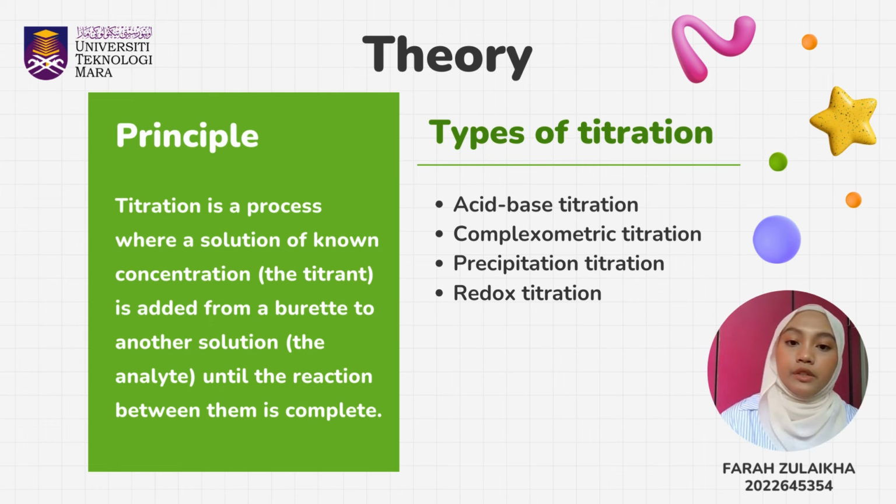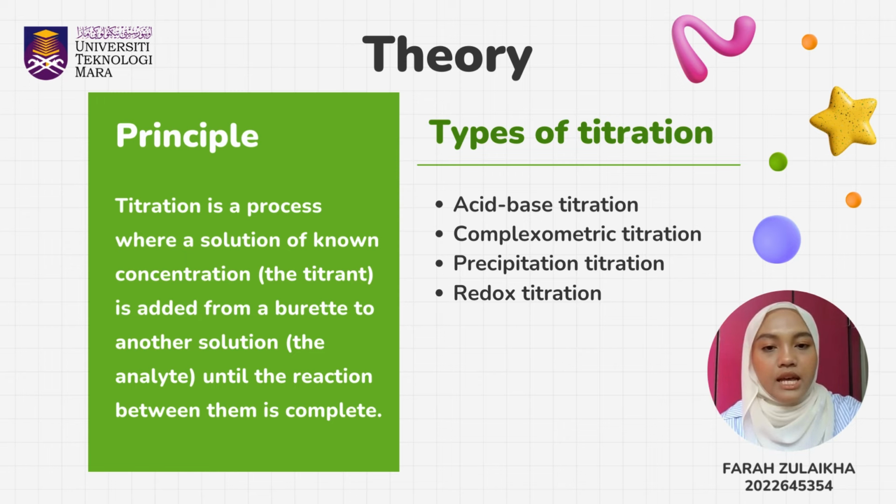First, acid-base titration. This is the most common type of titration where an acid is titrated with a base or vice versa to determine the concentration of the unknown solution. Next, complexometric titration. This involves the formation of a stable complex between the analyte and a complexing agent such as EDTA. The endpoint is detected using a metal ion indicator.